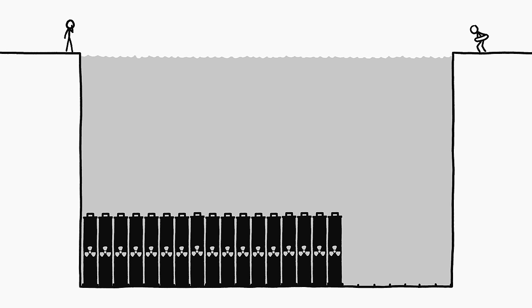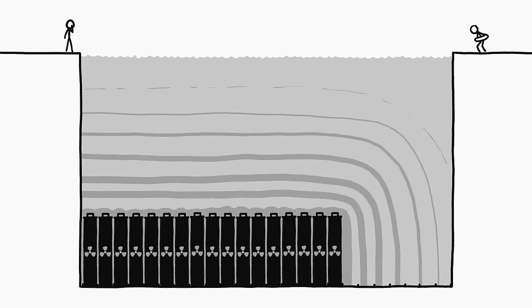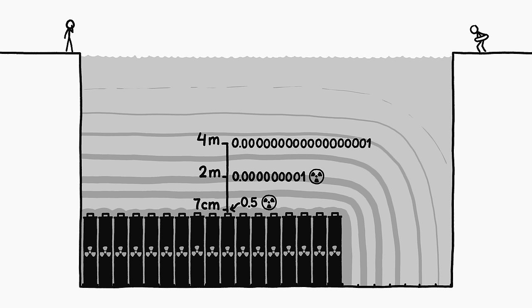But Jonathan asked specifically about the effects of radiation. For the kinds of radiation coming off of spent nuclear fuel, every 7 centimeters of water cuts the amount of radiation in half. This absorption means that 2 meters away from the fuel, there is a billionth as much radiation as directly adjacent to it, and 2 meters farther away than that, there is a billionth again as much.